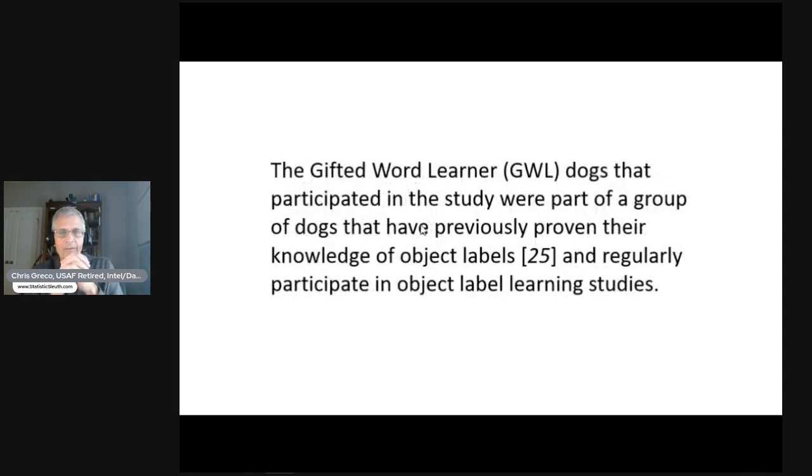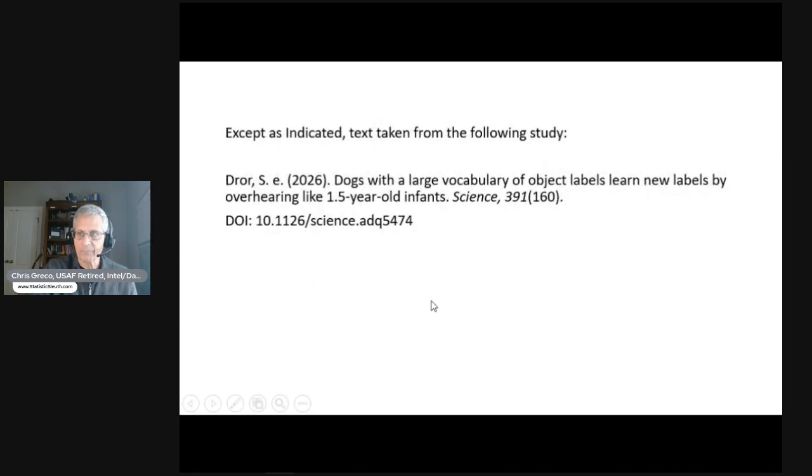So now we have this. This is from the study. The gifted word learner, GWL dogs, that participated in the study were part of a group of dogs that have previously proven their knowledge of object labels, and this 25 is a footnote from the original study, and regularly participate in object label learning studies. Okay, let's take a look at this one thing. Dogs with a large vocabulary of object labels.